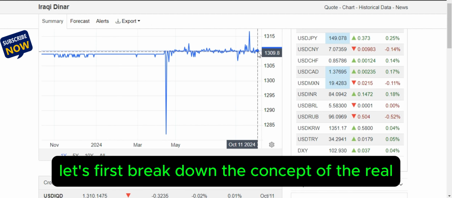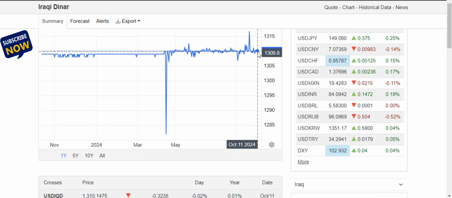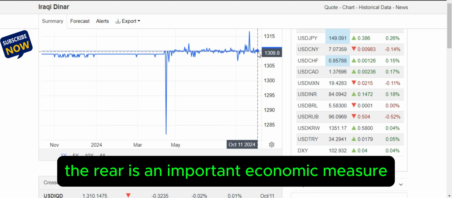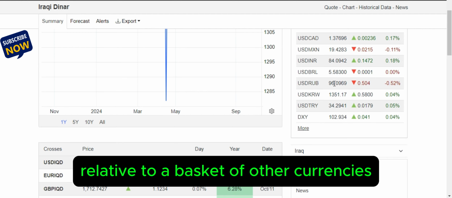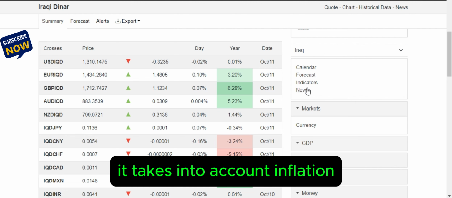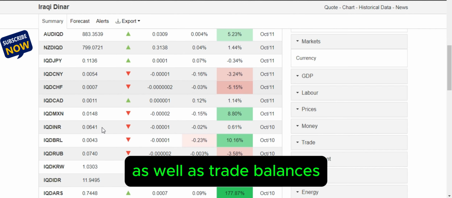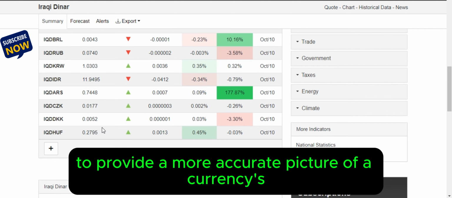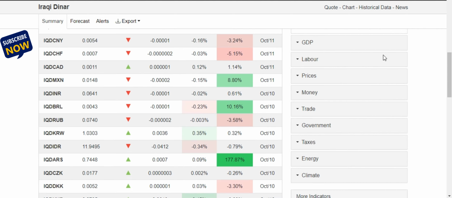Expanding on this, let's first break down the concept of the real effective exchange rate, REER. The REER is an important economic measure used to assess the value of a country's currency relative to a basket of other currencies. It takes into account inflation differentials between countries, as well as trade balances, to provide a more accurate picture of a currency's real value in the global economy.